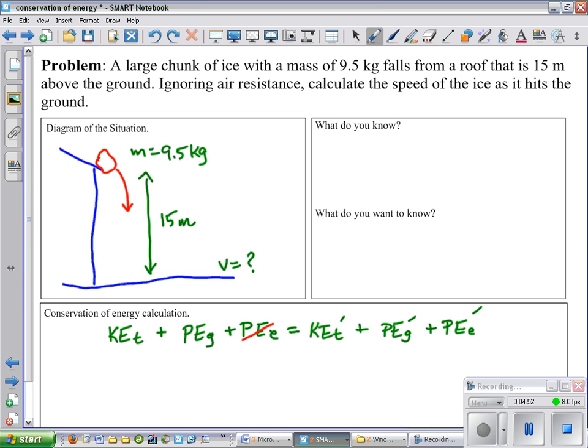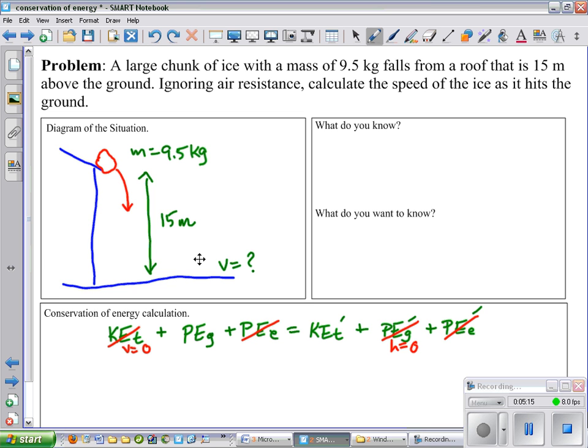First of all, there's nothing stretchy at all involved in this problem. So we'll cross out elastic right away. When it's teetering on the edge, about to fall, it has a velocity of 0. So that term is 0, because there's a v in there and v is 0. When it hits the ground, its elevation is now 0. So that term is 0.